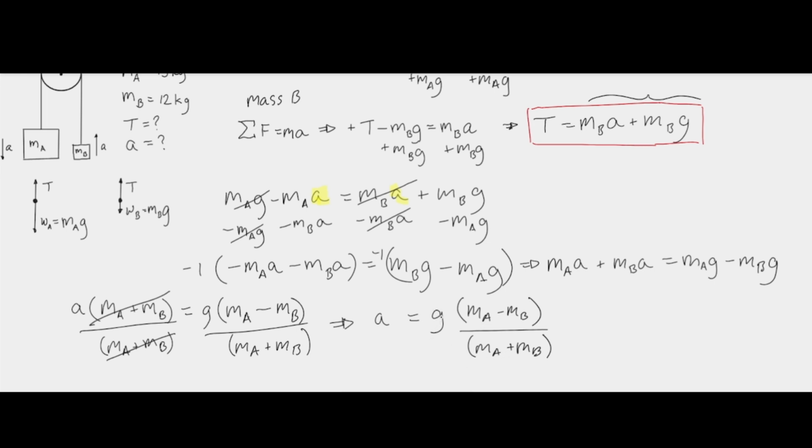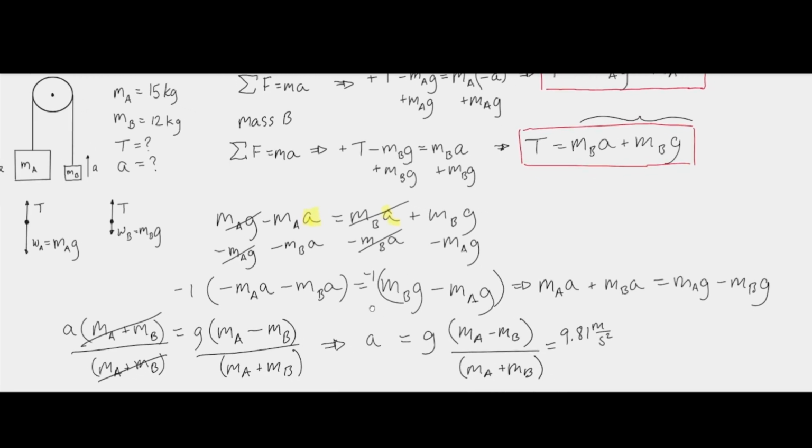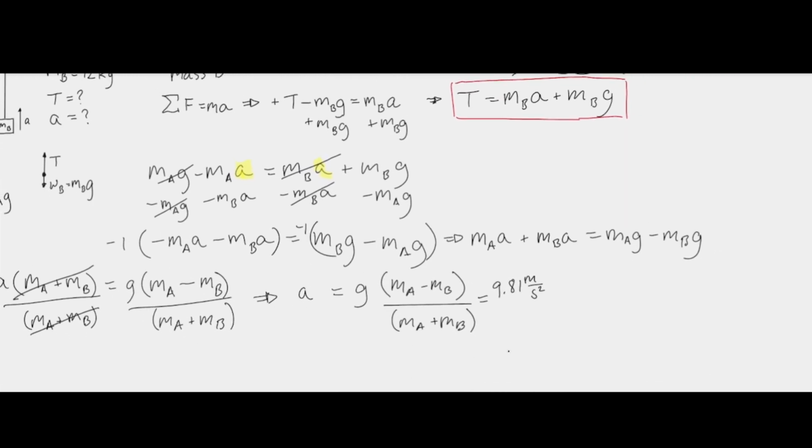We know what g is. That's 9.81 meters per second squared. And we know what each one of these masses are. So I can actually write out these values. I have 9.81 meters per second squared is g. And the mass of A, if we look up here again, the mass of A was 15 kilograms, and the mass of B is 12 kilograms. So writing that here, we have 15 kilograms minus 12 kilograms over 15 kilograms plus 12 kilograms.